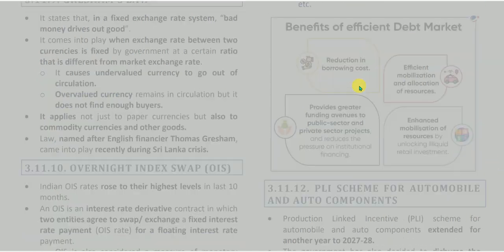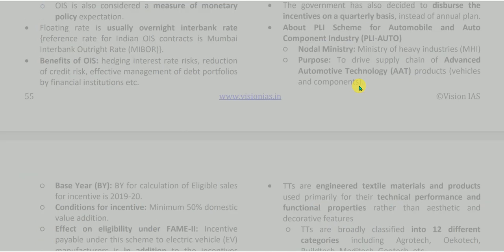3rd November 2012: PLI scheme for automobile and auto components. The Production Linked Incentive, PLI, scheme for automobile and auto components has been extended for another year to 2027-28. The government has also decided to disburse the incentives on a quarterly basis, instead of annually.